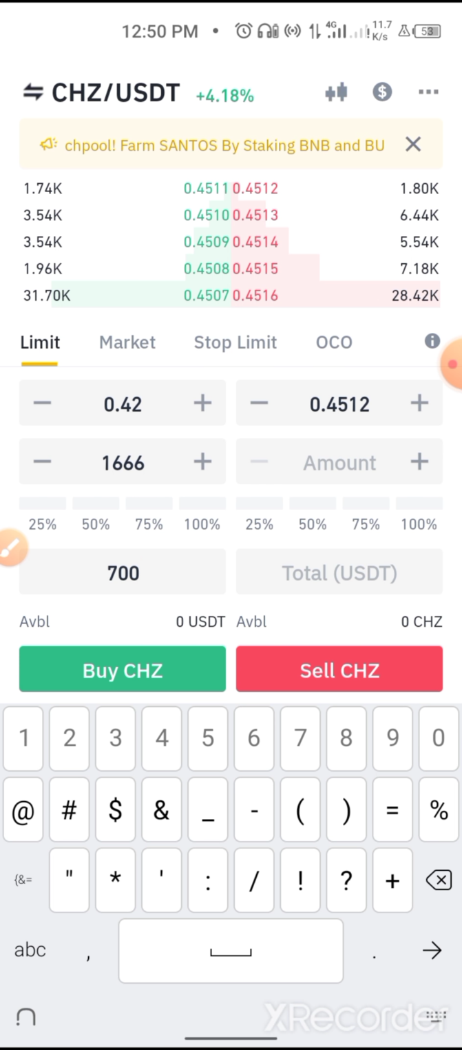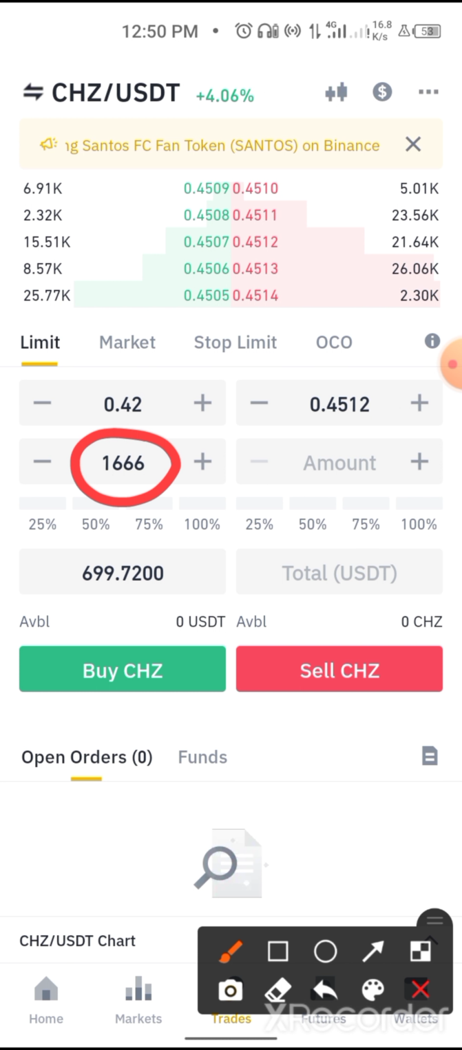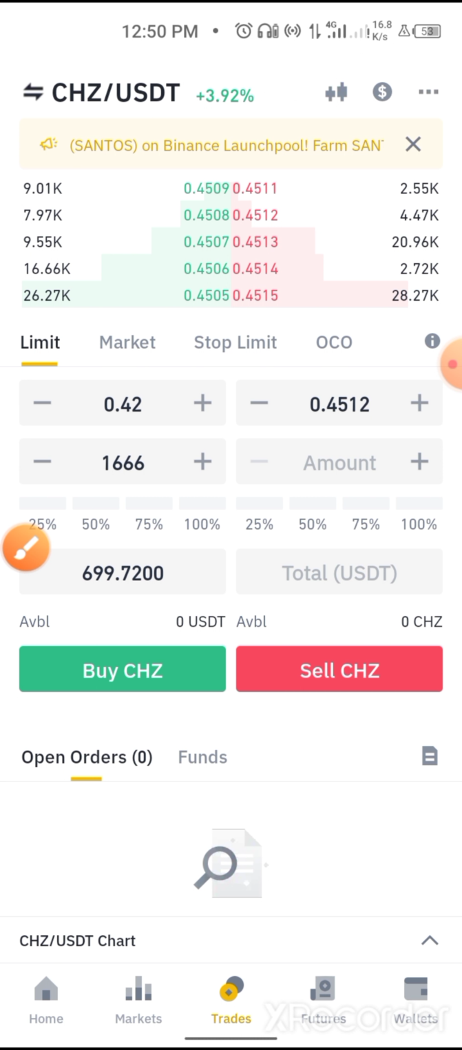It will also show you the equivalent in the quantity of the coin you want to buy, which is 1666. Okay, now the same thing when you want to sell.